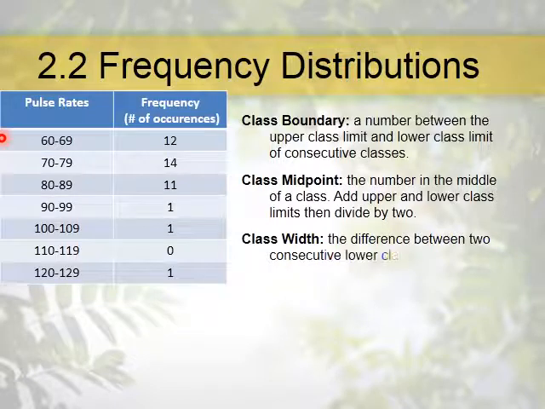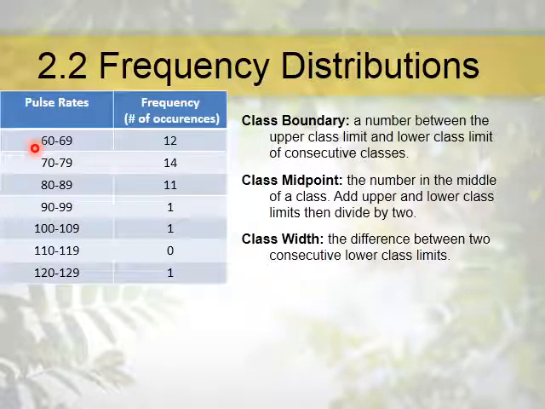The class width is the difference between two consecutive lower class limits. So the class width between the first and second classes is the difference between 60 and 70. So in other words, my class width is going to be 10. Now I said between the first and second class, but that class width should stay the same between any two consecutive classes in a frequency distribution. So the class width of all of these classes will be 10.